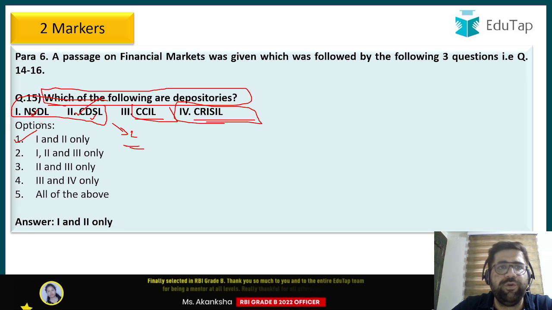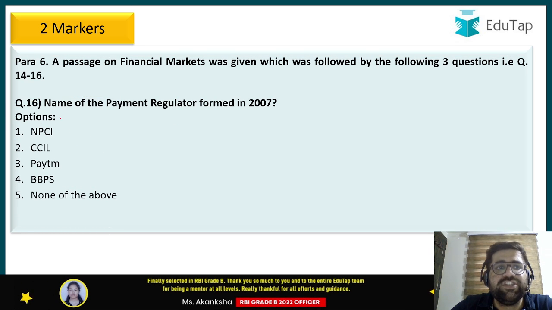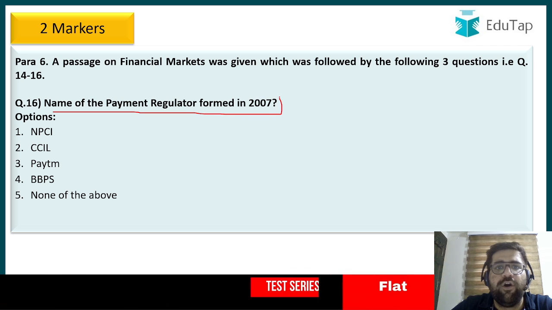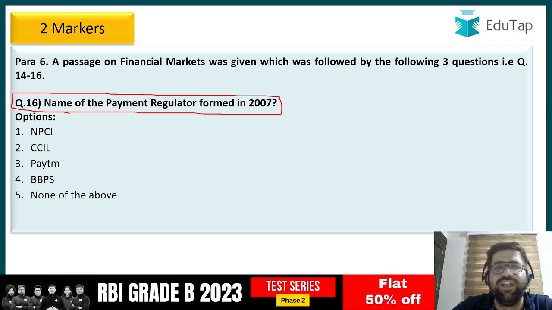I hope you are able to connect with me. Which name did the payment regulator form in 2007? A very easy question, I would say.